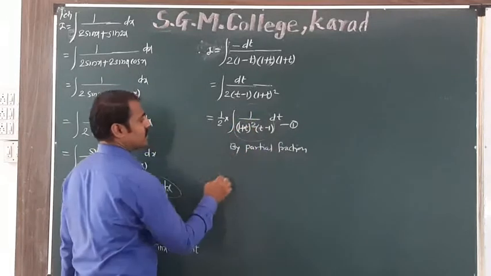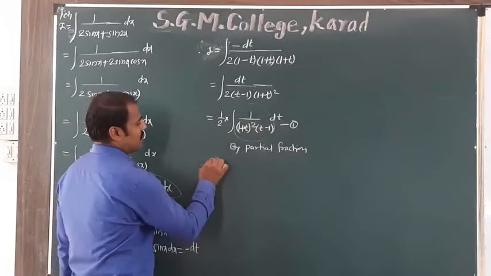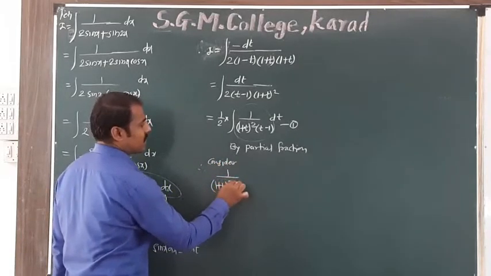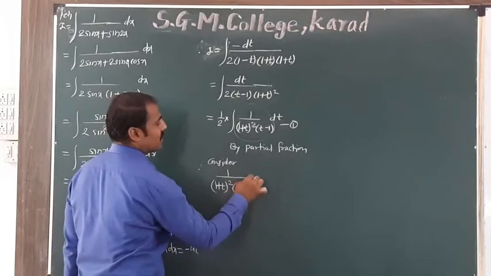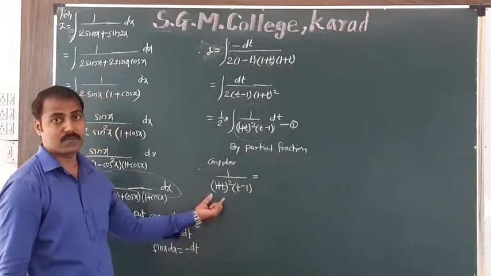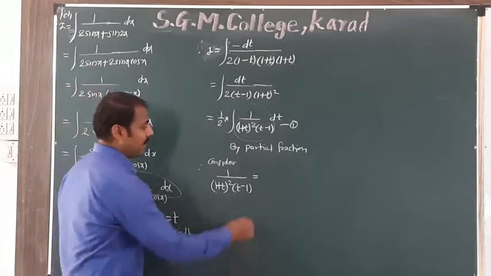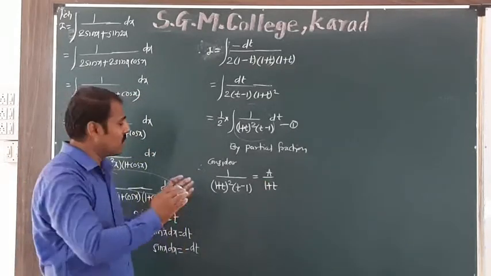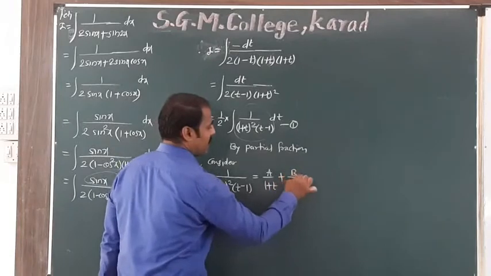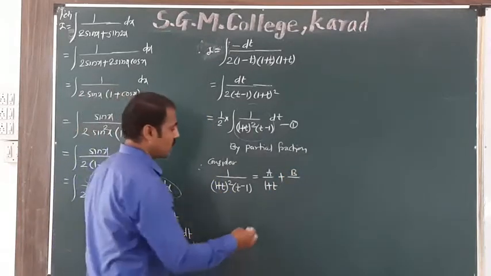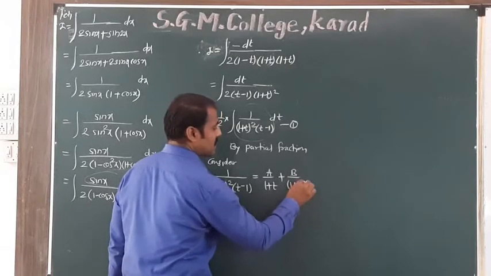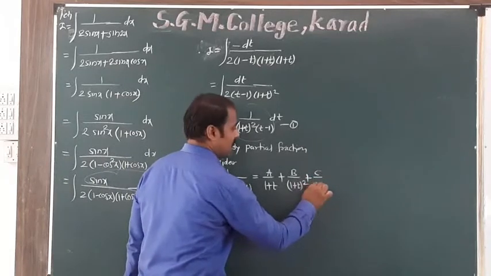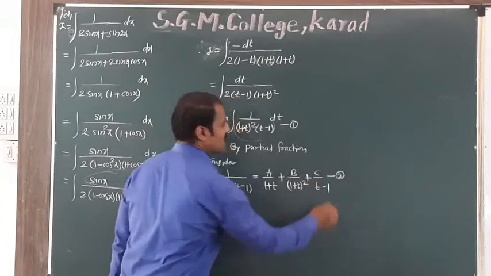Consider the fraction 1 upon (1 plus t) square into (t minus 1). Since 1 plus t is repeated twice, there are two constants: a divided by (1 plus t), plus b divided by (1 plus t) square, plus, for the non-repeated linear factor, c divided by (t minus 1). It's our equation number second.